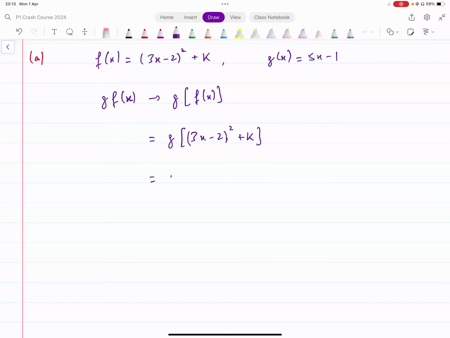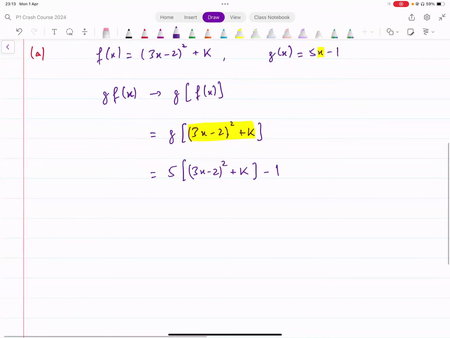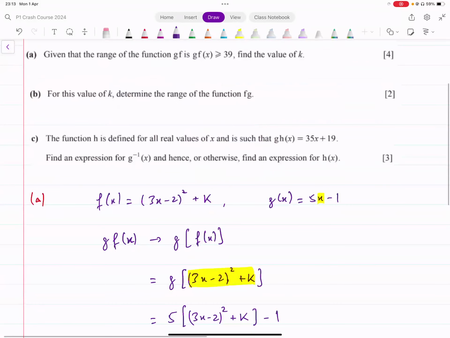Inside g, you have to input this now. So in place of x there, input this whole thing. That becomes 5 into (3x minus 2) whole squared plus k, minus 1. This is the function gf of x. Now what they're saying is, the range of the function gf is greater than or equal to 39.